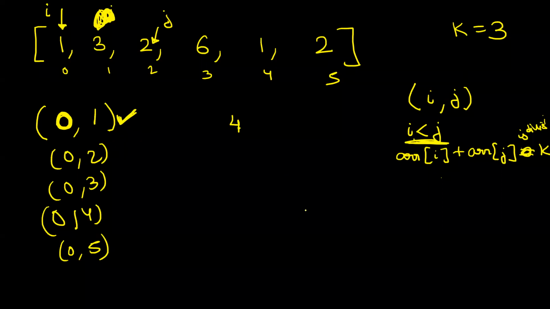So what I will do? I will do a count plus plus. So now my count will become 1. Boss, I have found one valid pair 0, 2. Okay. Next, I will move j forward. Now j comes to index number 3.